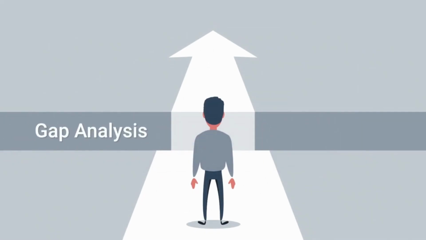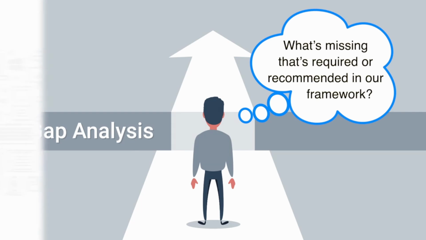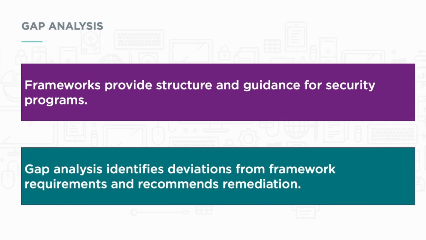Gap analysis is a process that assesses how well an organization's security systems align with a cybersecurity framework. Security functions have specific goals achieved through security controls. To select the right controls, organizations use frameworks to guide them. Frameworks provide structure and guidance for security programs. Gap analysis identifies deviations from framework requirements and recommends remediation, thus helping organizations maintain cybersecurity, meet compliance requirements, and prioritize investments.